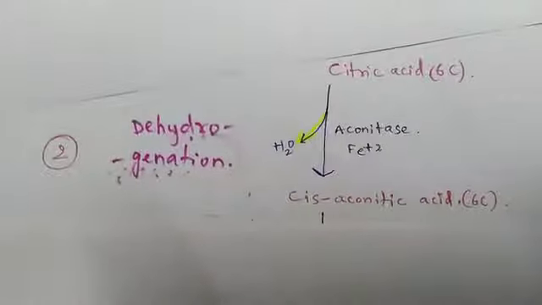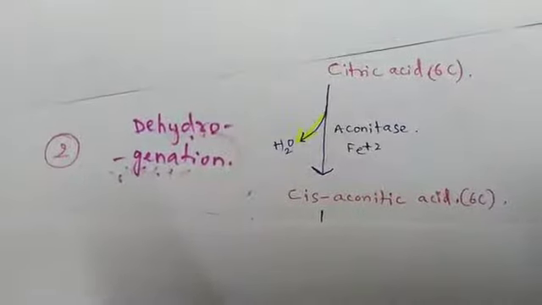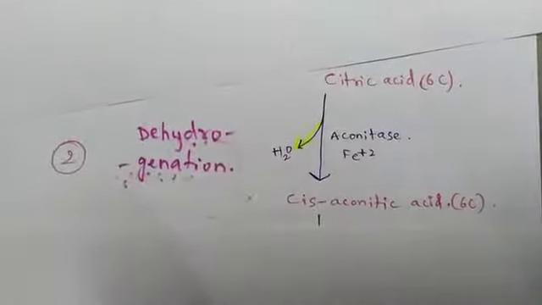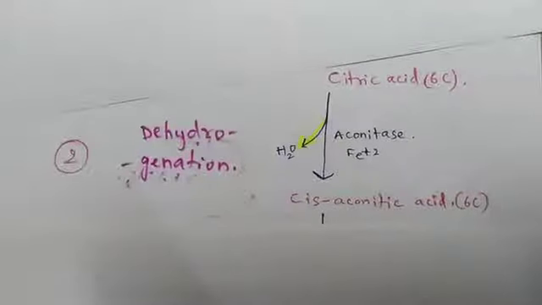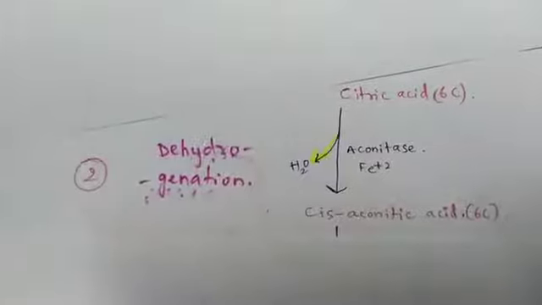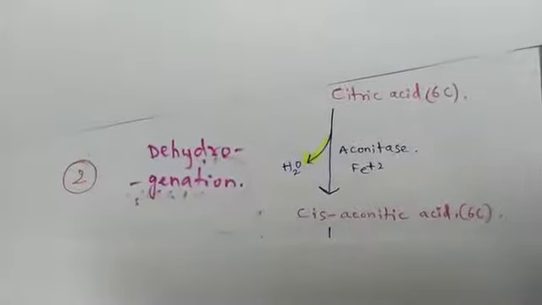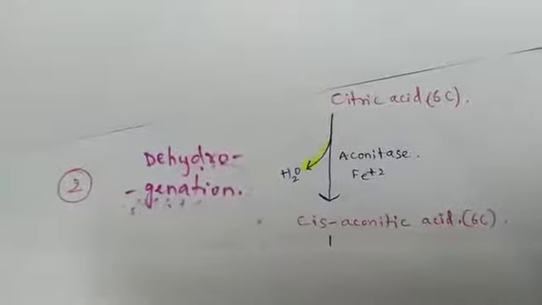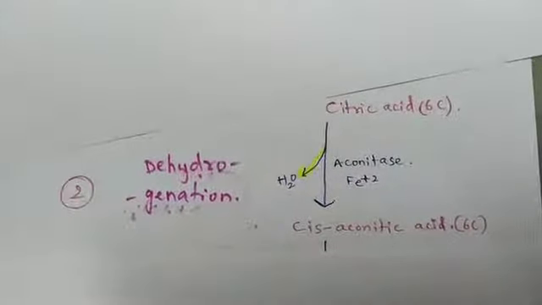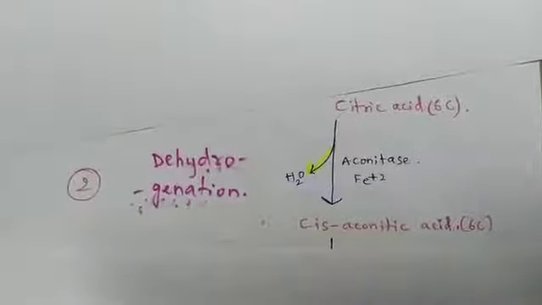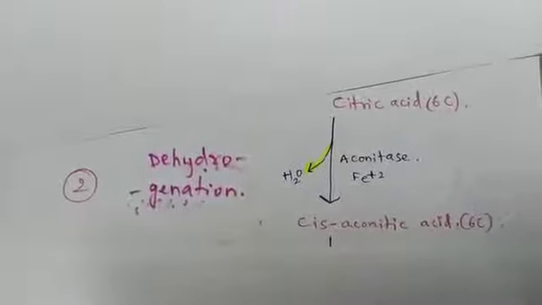Citric acid forms cis-aconitic acid in the presence of the enzyme aconitase and Fe+2 ion, and this reaction is termed dehydrogenation, in which a water molecule is eliminated. So citric acid forms cis-aconitic acid in the presence of the aconitase enzyme, with elimination of an H2O molecule and in the presence of Fe+2 ion. This is termed dehydrogenation.